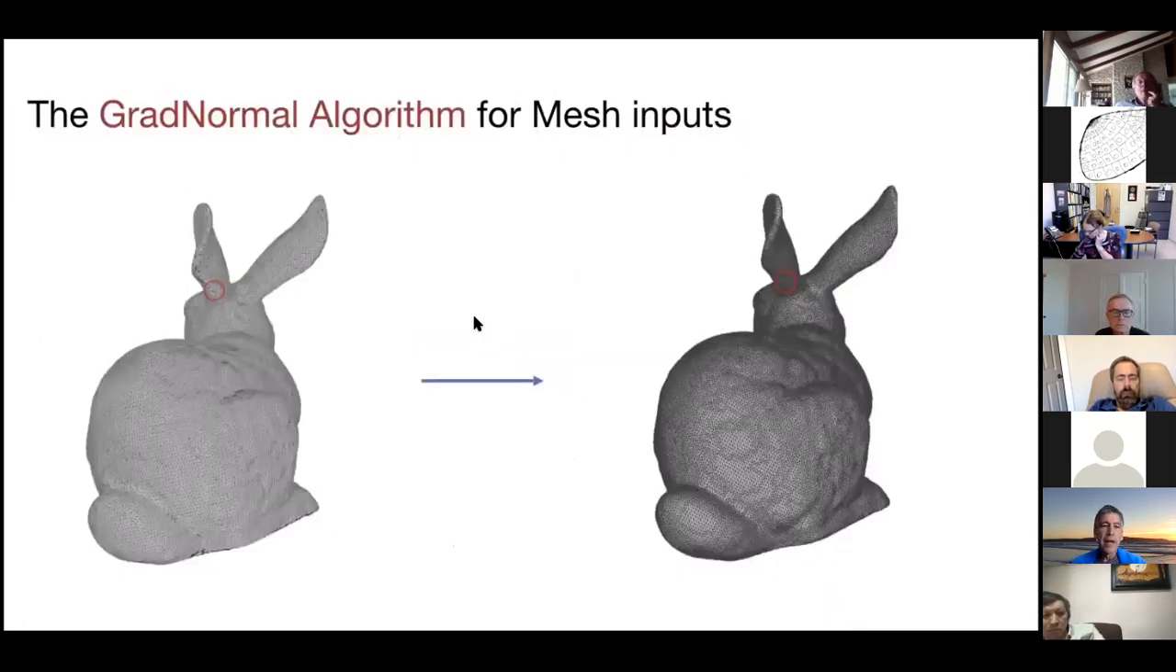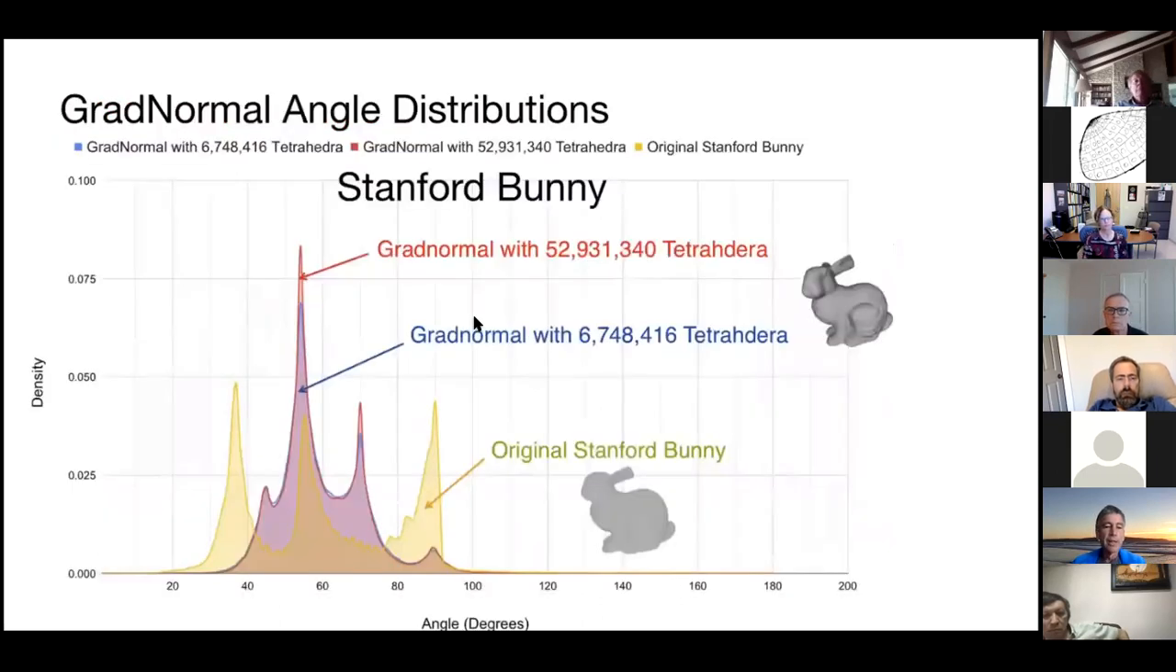Let me say a little bit about how it works for mesh inputs. So here, instead of having a function whose level set we're looking at, the input is a piecewise linear surface, and we can compare the triangulation we get to the original one for the Stanford bunny. This is just a histogram of angles, and the lesson from this is that the original bunny had a lot of angles near 90 degrees and near around 36 degrees, whereas the angles from this algorithm are much more clustered around 60 degrees.